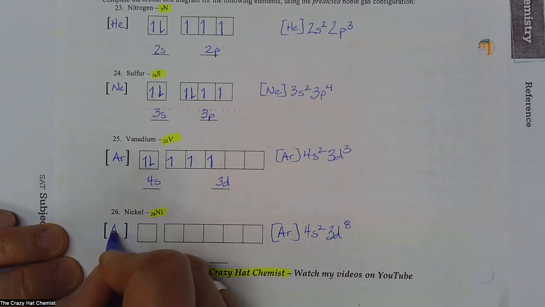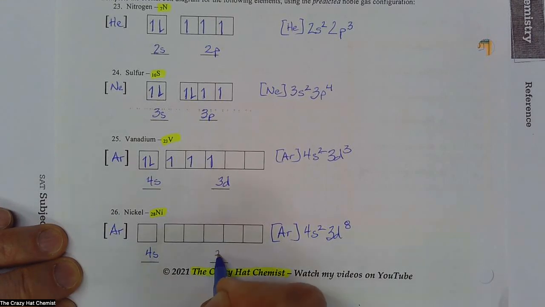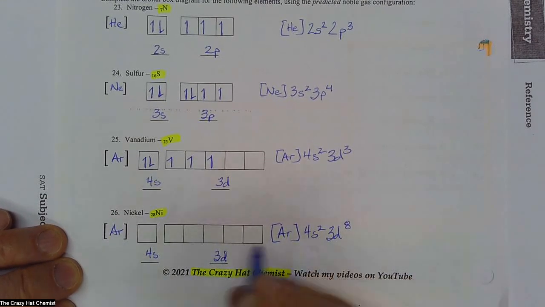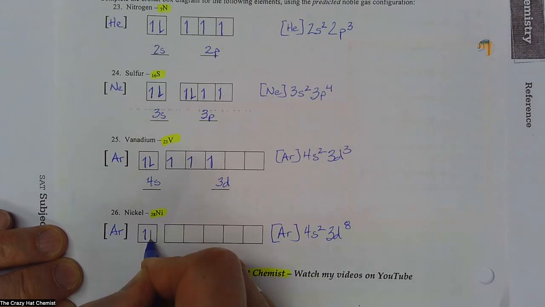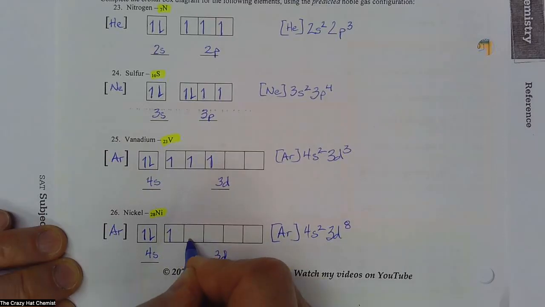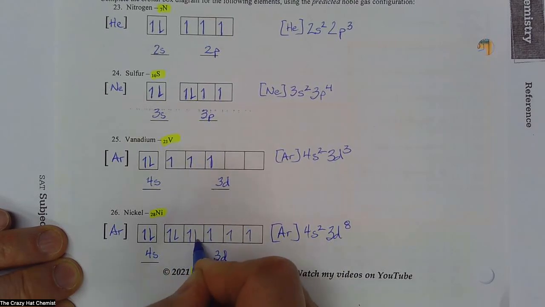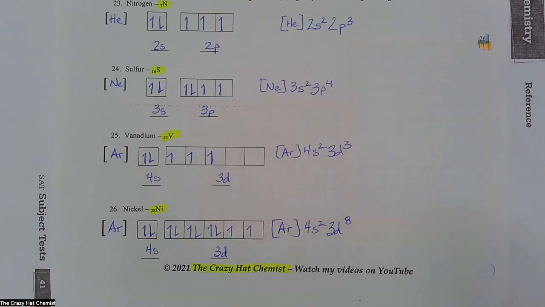So now what we need to do is copy the same thing. We have argon right there like that. This is 4s. This is 3D. This is 4s2. So that's an up and that's a down. And this is 3D8. So it's going to be 1, 2, 3, 4, 5, 6, 7, and 8, just like that.